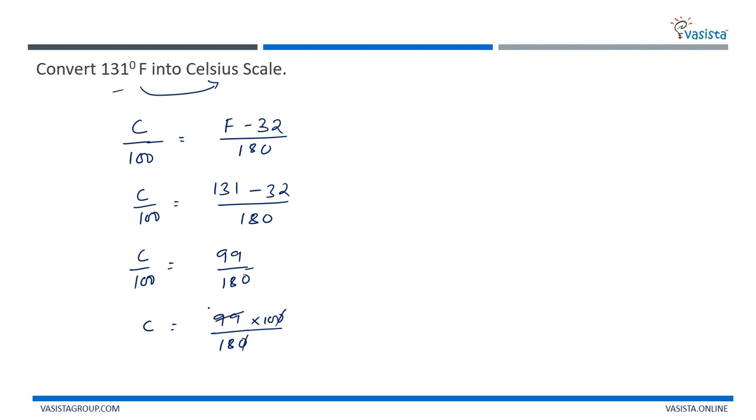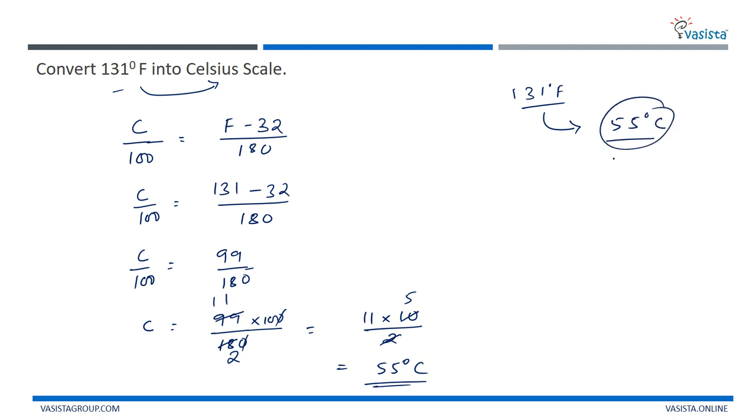So 9 ones are 9, 11 nines are 99, this will become 11 into 10 divided by 2. So 2 ones are 2, 2 fives are 10, the answer is what? 55 degrees centigrade. The answer for this is, when you convert 131 degrees Fahrenheit to centigrade, it is going to become 55 degrees centigrade. This is the answer.